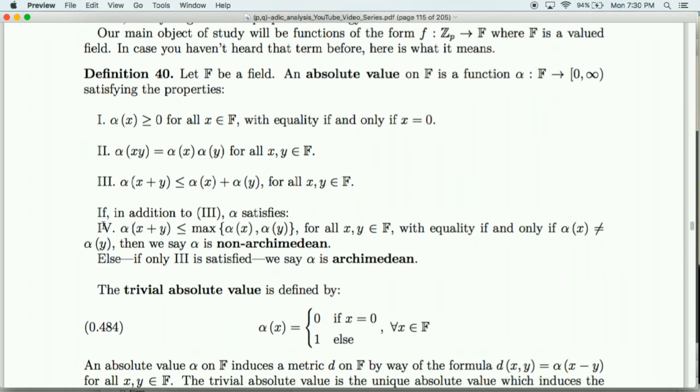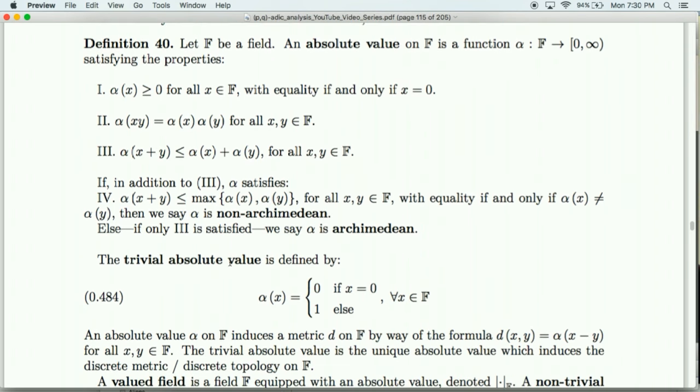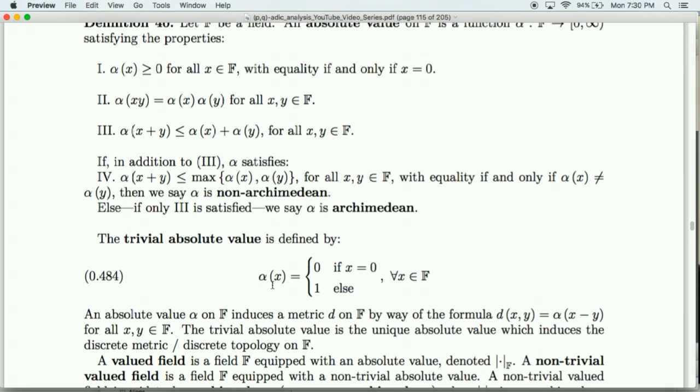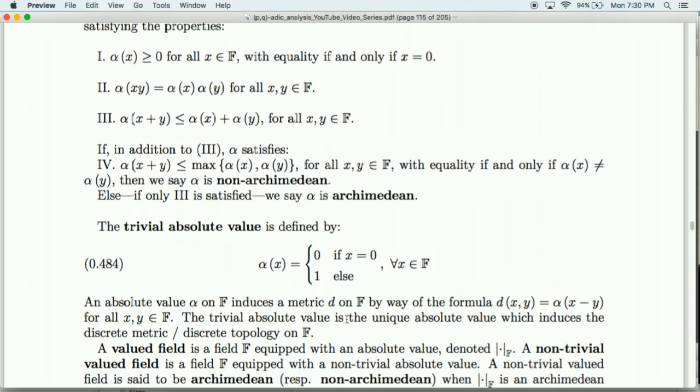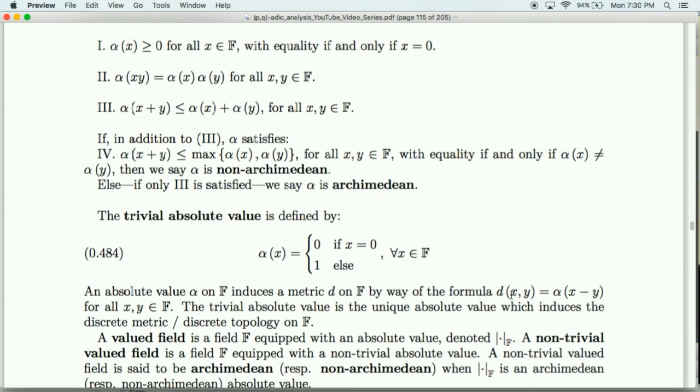If our absolute value only satisfies 3 but not 4, we say it is Archimedean. The trivial absolute value is the absolute value alpha which sends 0 to 0 and sends all other elements of our field to 1. Given an absolute value alpha, you'll get a metric d on our field by the formula d of x, y is alpha of x minus y. The trivial absolute value is the unique absolute value which induces the discrete metric, aka discrete topology, on F.